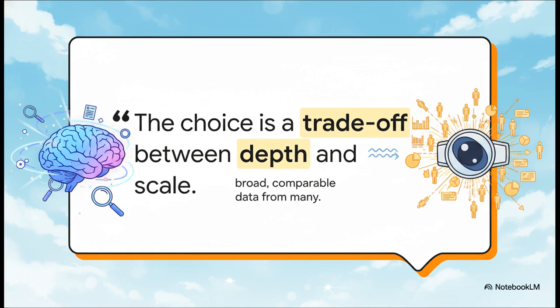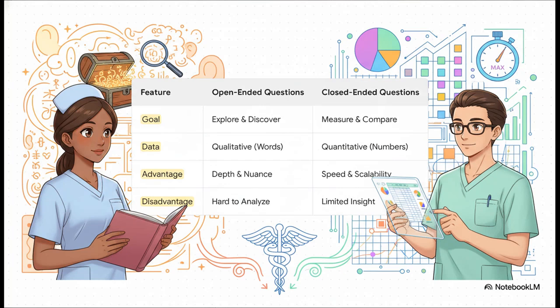Are you digging for gold with a small team, hoping to find those deep, rich insights? Or are you surveying the entire landscape to get a broad, comparable map of the terrain? Think of this table as your ultimate cheat sheet. On one side, you've got open-ended questions, which give you rich, qualitative stories, perfect for discovery, but tough to analyze at scale. On the other side, closed-ended questions deliver clean, quantitative numbers, perfect for measuring and comparing, but they can lack that nuance. The key takeaway here is that neither one is better. They just serve different, but equally vital, research goals.